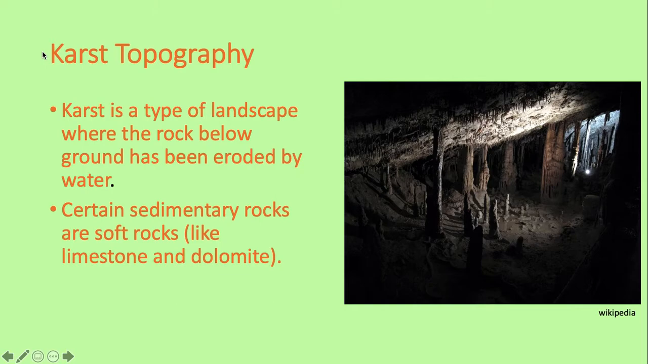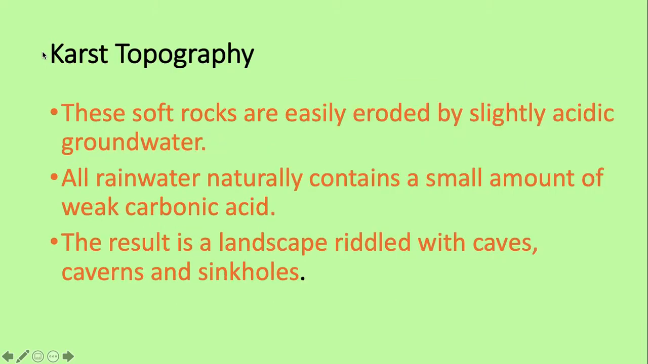Karst topography. Karst is a type of landscape where the rock below ground has been eroded by water. Certain sedimentary rocks are soft rocks, like limestone and dolomite. These soft rocks are easily eroded by slightly acidic groundwater. All rainwater naturally contains a small amount of weak carbonic acid. The result is a landscape riddled with caves, caverns, and sinkholes.